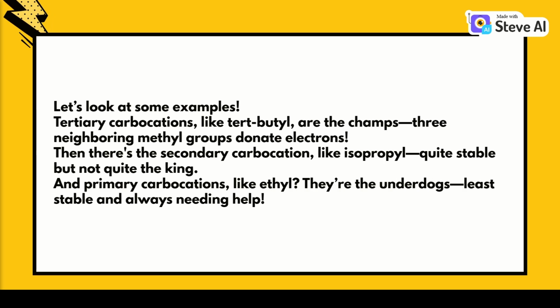Let's look at some examples. Tertiary carbocations, like tert-butyl, are the champs. Three neighboring methyl groups donate electrons. Then there's the secondary carbocation, like isopropyl, quite stable but not quite the king. And primary carbocations, like ethyl? They're the underdogs, least stable and always needing help.